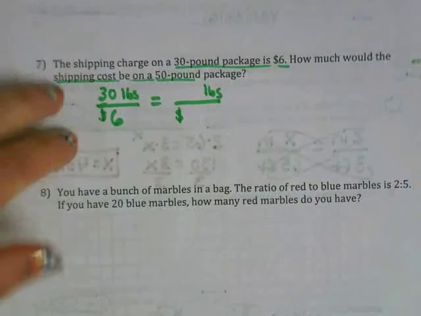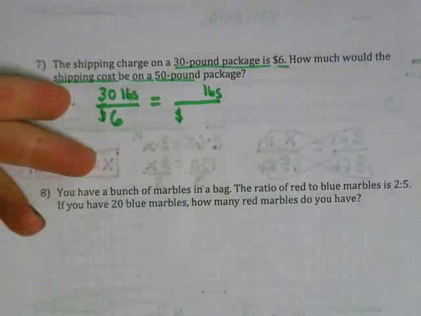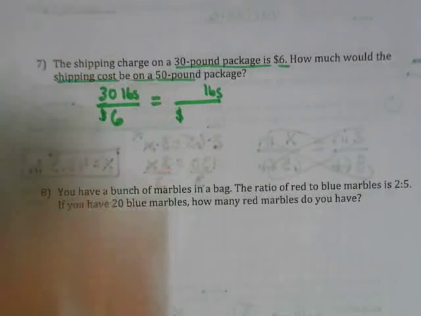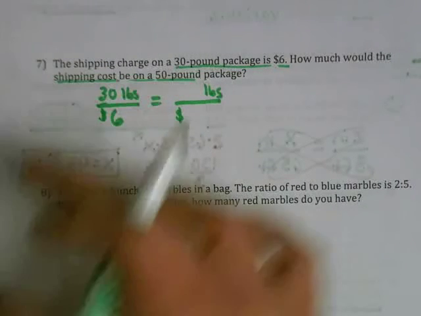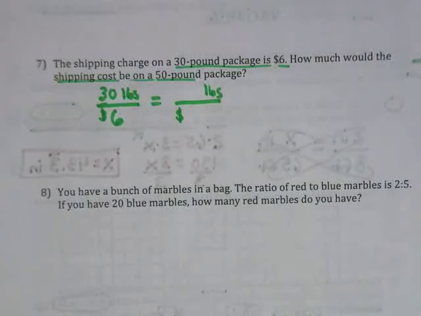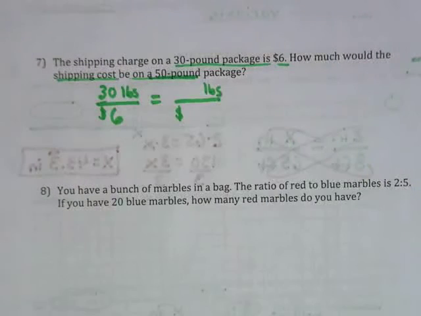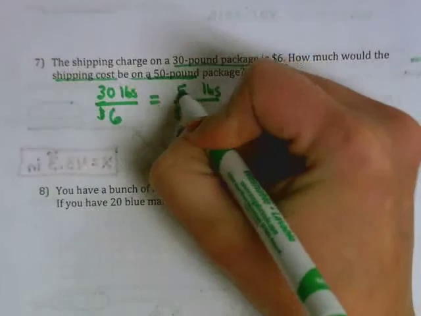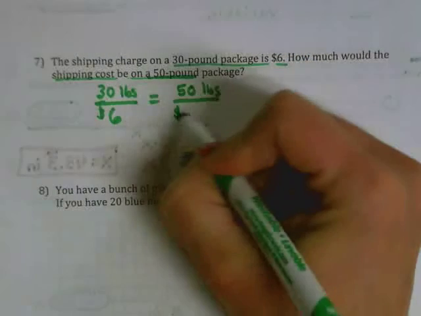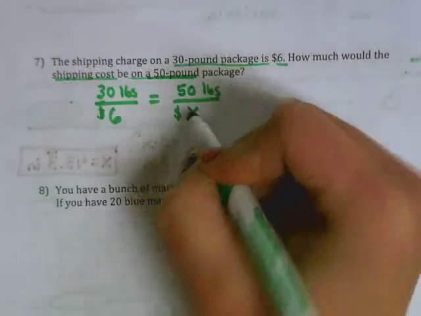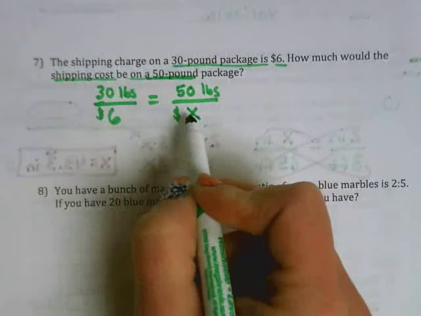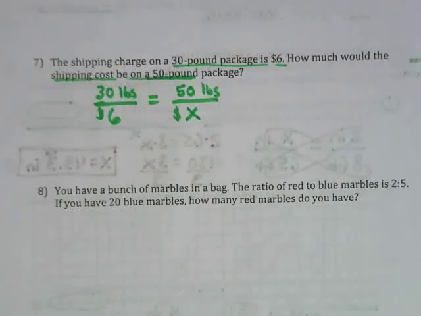We could also have put $6 on the top and pounds on the bottom, but then over here we'd have to put dollars on the top and pounds on the bottom. As long as you keep your units equal to each other, you're fine. What else do we know? We know we want to find a 50-pound package, and we want to find how much that's going to be. It's going to be the same relationship. If $6 for 30 pounds, how many dollars for 50 pounds? And we're going to write it out like this.